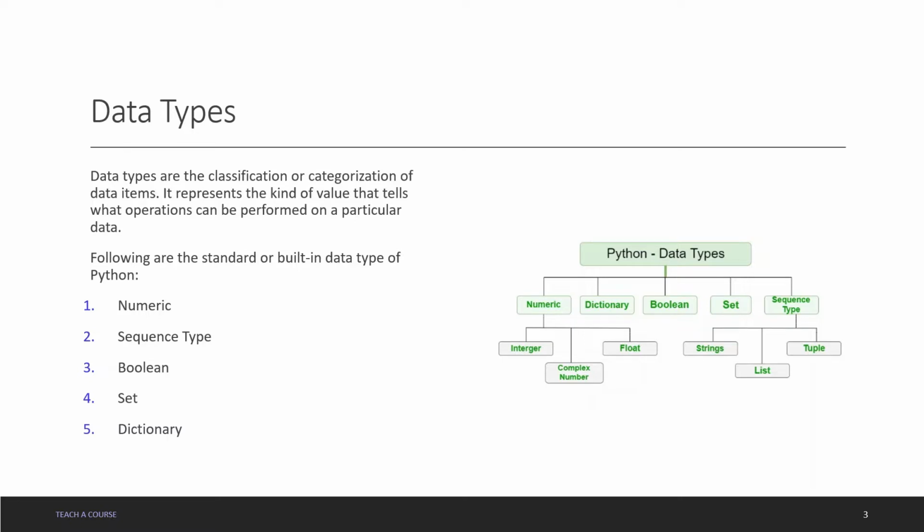So majorly there are five types of data types in Python: numeric data type, sequence data type, Boolean data type, set data type, dictionary data type. Repeat: numeric, sequence, Boolean, set, and dictionary. Since everything is an object in Python programming, data types are actually classes and variables are instances of these classes. Did you understand? Okay, let's start with numeric data type.